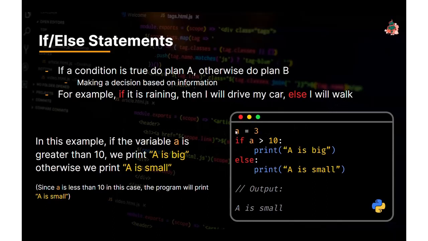So let's look at what would actually happen in this example. a is equal to 3. So 3 is not greater than 10. So we will not do what is inside the if statement. We'll skip this statement, and we'll instead go to the else statement, which says print a is small. So in this case, if a is 3, we would print a is small.